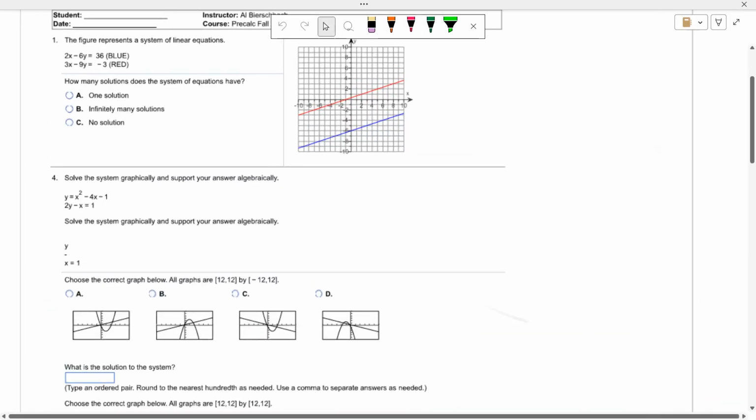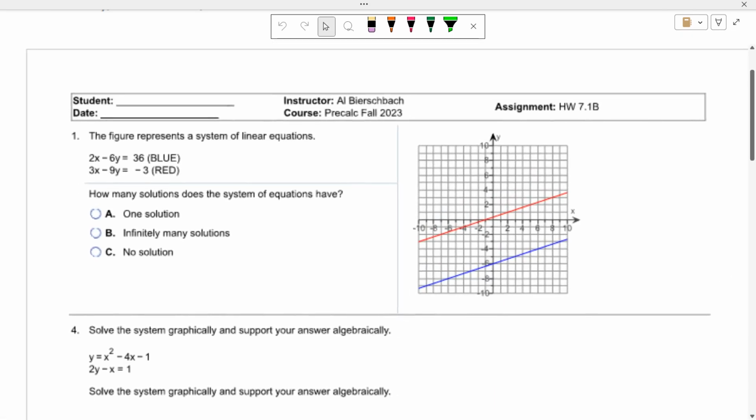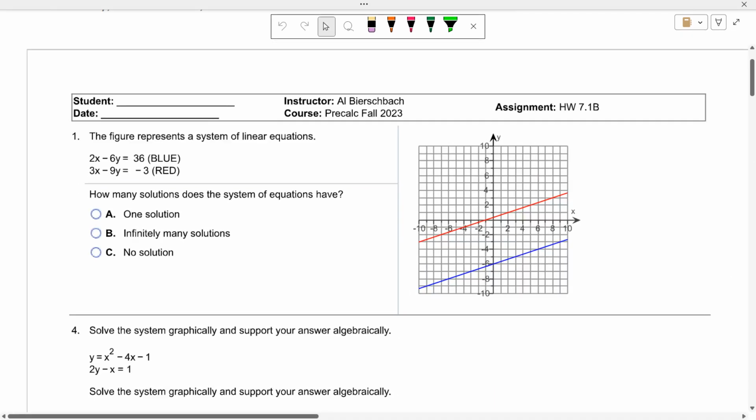All right. The second assignment, we'll do some graphing on these with the graphing calculator.